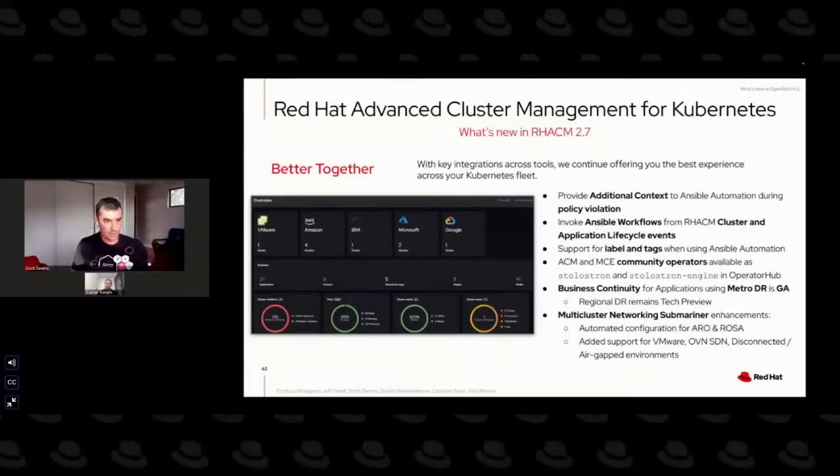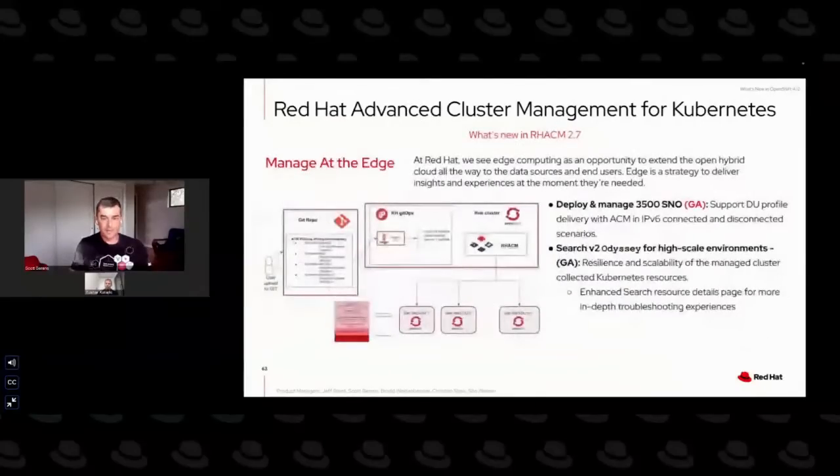Let's kick it over to slide 63. We'll talk about management at the edge for just a minute. This slide probably looks familiar, and it should, because we continue to hammer away on this highly sought-after capability for full scope of management from the center out to the edge. ACM can now manage 3,500 single-node OpenShifts. We appreciate the team and the ACM performance for what they're doing with testing the cycles out there.